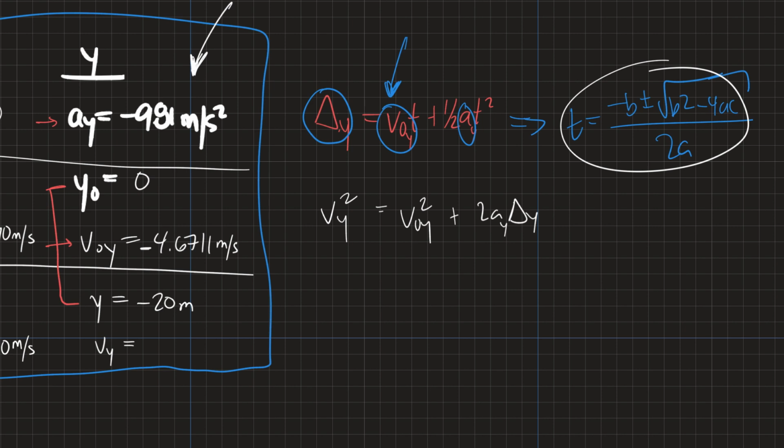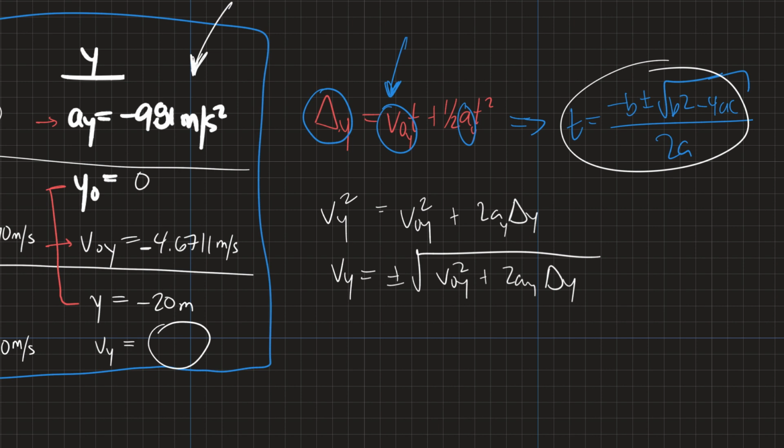We don't actually care about Vy. I don't think we care about Vy. I don't have a question mark here, so I'm assuming we don't actually care about the Vy. Anyway, we'll go ahead and solve this. So Vy equals positive or negative square root of V naught y squared plus 2ay delta y. So Vy equals positive and negative.